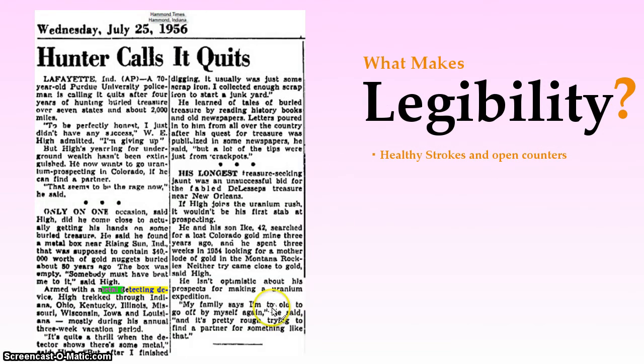I have an example on the left, scanned text. It's not really legible because they don't have healthy strokes and open counters. If you look at this particular A over here, it's really hard to read because they don't have open counters. They don't have spaces inside the alphabet where they're supposed to.